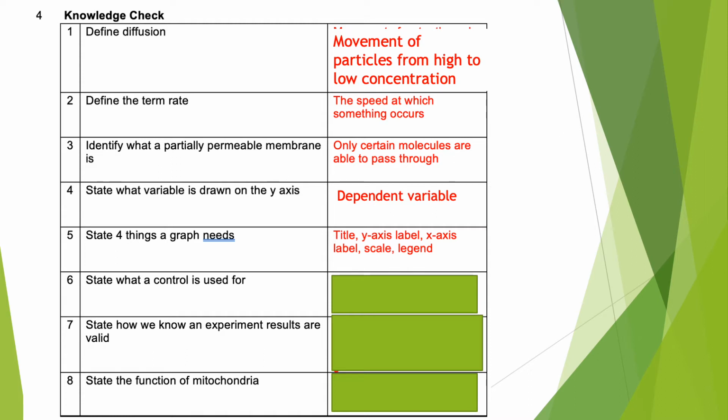And also with the legend, if you have more than two things on your graph, 2 lines, 2 bars, whatever it is, then you do need a legend to basically label and identify which one is which.